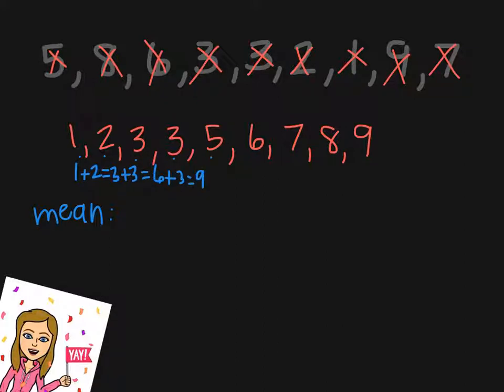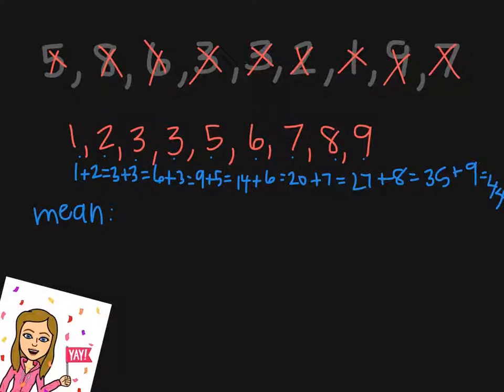9 plus 5 equals 14. 14 plus 6 equals 20. And 20 plus 7 equals 27. 27 plus 8 equals 35. And then finally, 35 plus 9 equals 44. Okay, so we're not done yet.